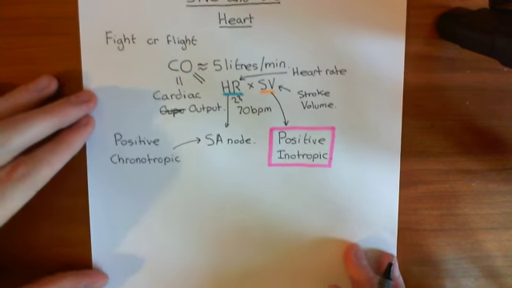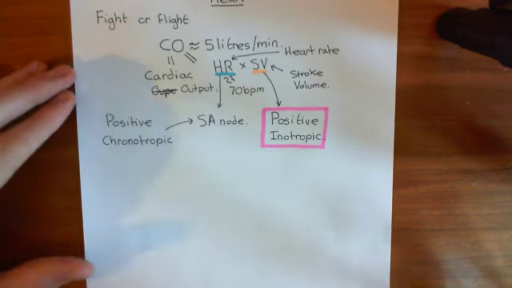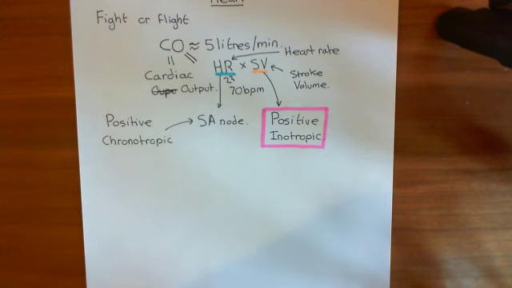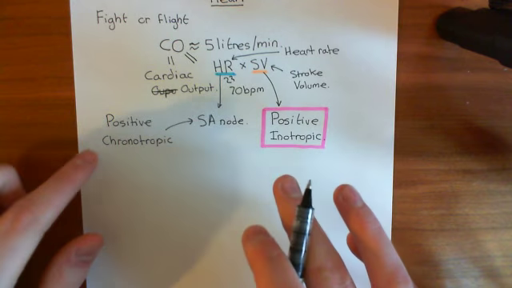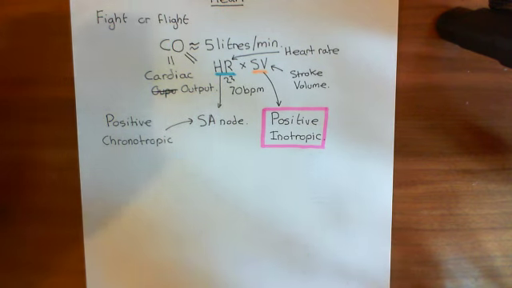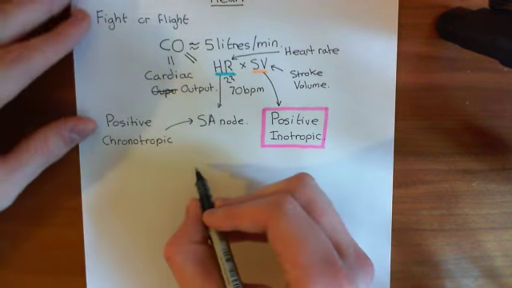So, where do the nerves which are coming onto the heart to release the neurotransmitter that they're going to release to cause this positive inotropic and positive chronotropic effect, where do they come from? Well, they come from the spinal cord.